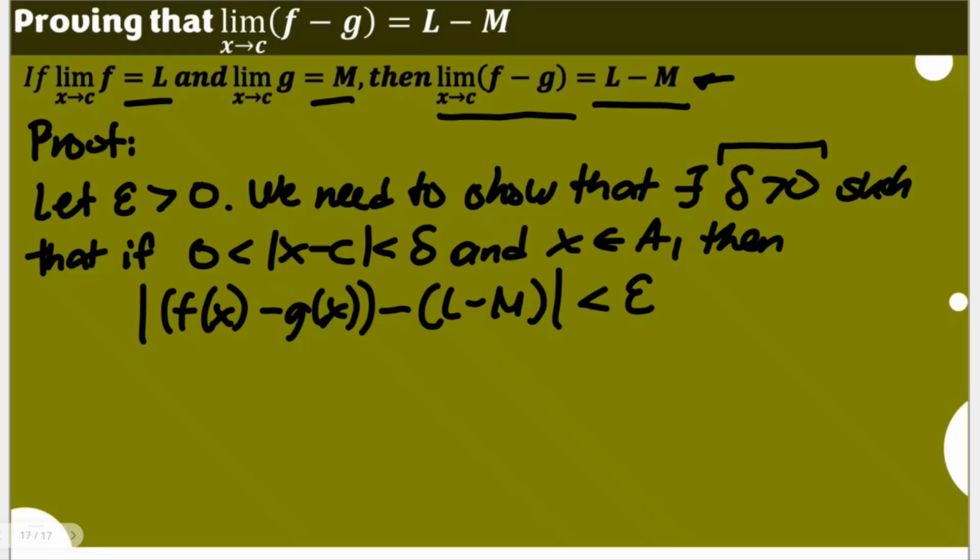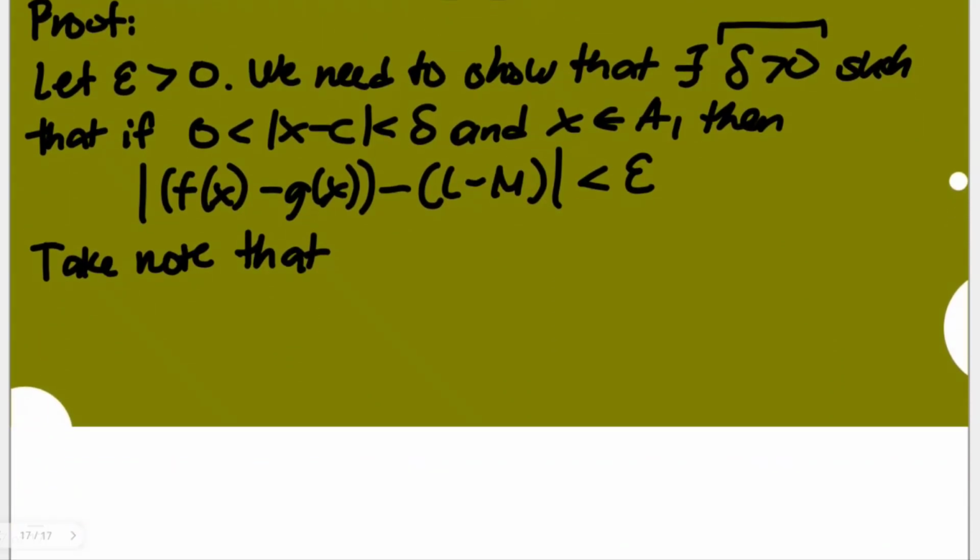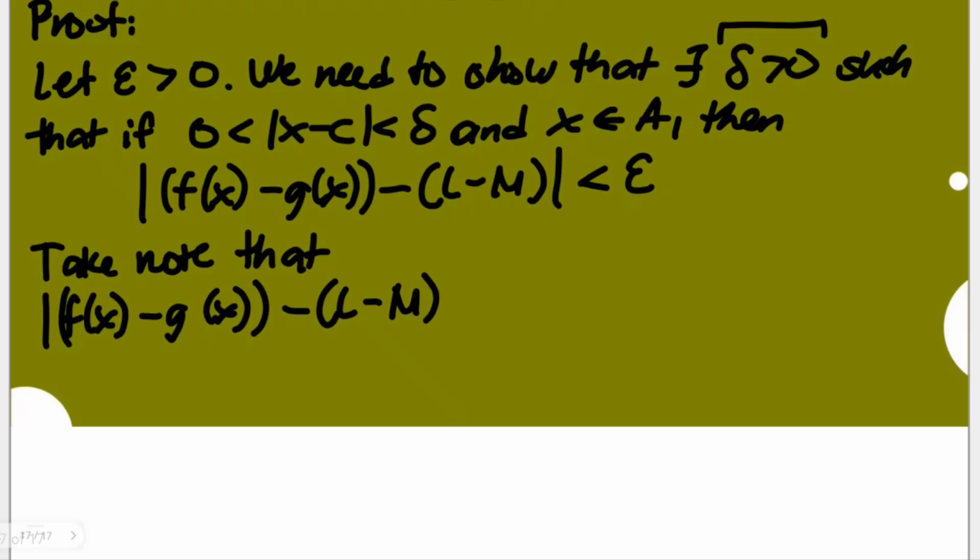In order for us to be guided with the possibility of the existence of delta, we need to have a short scratch work here, just for us to be able to see what is the correct illustration later on of epsilon and delta in terms of epsilon. So I take that with this form, f of x minus g of x minus the quantity L minus m. We can actually restructure this.